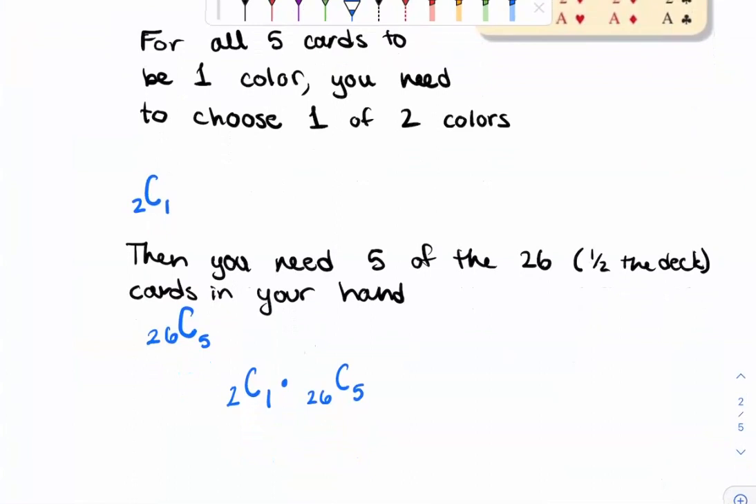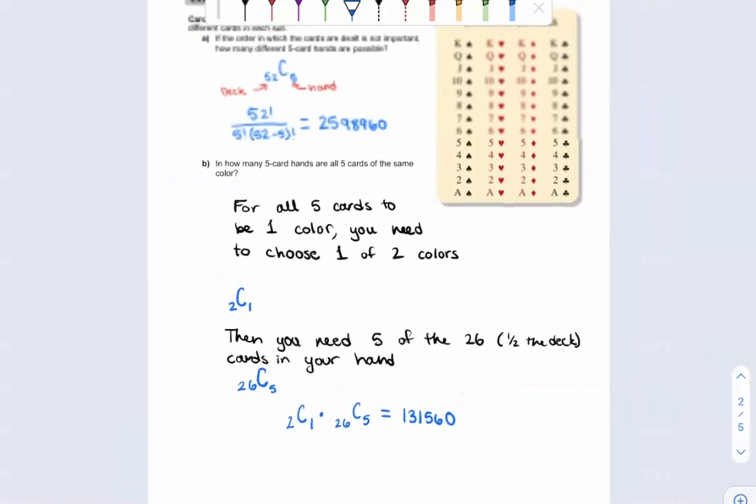So our final answer here is 131,560 hands. Basically, how many 5-card hands of all 5 the same color? This would be 131,560. So if you're thinking in terms of poker, there are 131,560 different ways to get a flush.